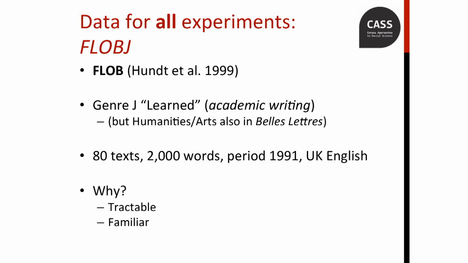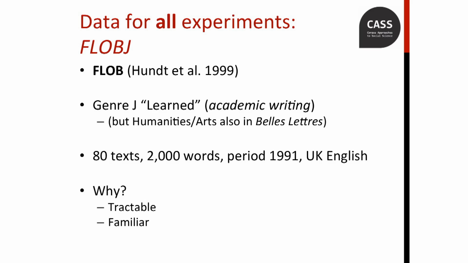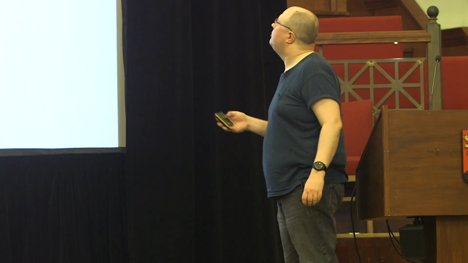Anyway, so genre J, the learned genre, academic writing, but perhaps more science and humanities arts, because in the FLOB Brown scheme, humanities arts writing also turns up under belles lettres. This is 80 texts, each 2,000 words, period 1991, UK English. Why FLOB J? Because it's tractable. It's a relatively small amount of data, so I could keep control of what was going on and do checks. And it's familiar. I would guess that there's probably very few people in this room who've never done anything with FLOB ever.